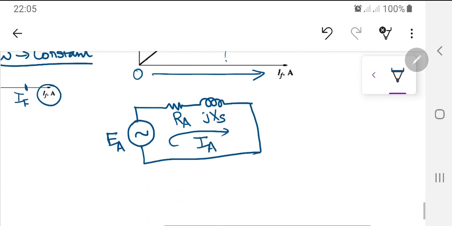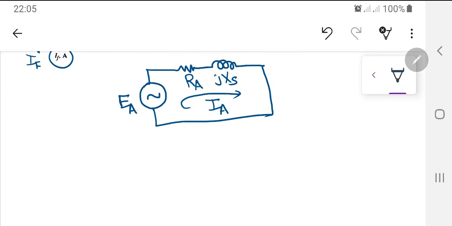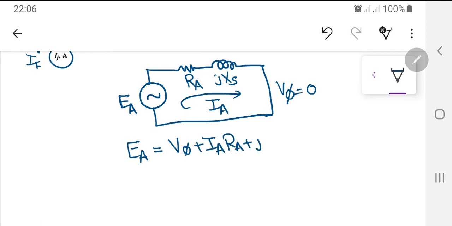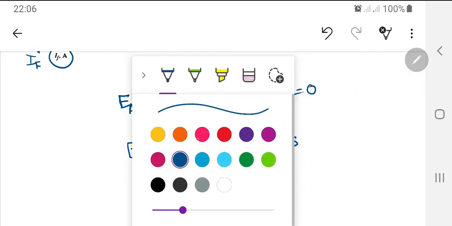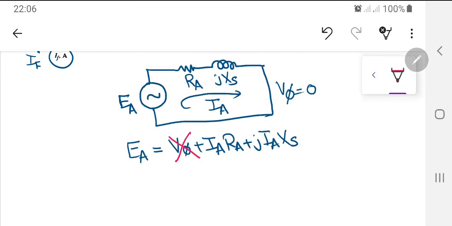Now the interesting thing, if you see this diagram, is that V phase is equal to 0. We have short circuited it. So if I rewrite the equation, what was that equation? That was EA equal to V phase plus IA RA plus JIA XS. Now this term has gone to 0 because we have short circuited. So what is now the equation? EA equals IA RA plus JIA XS, even in the vector form.